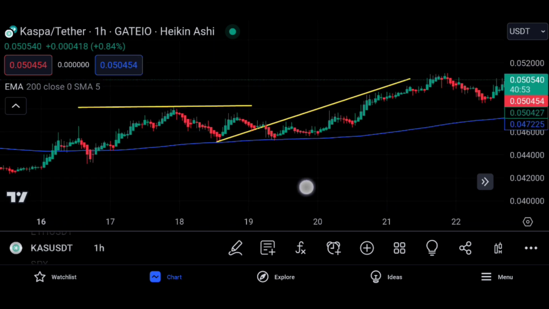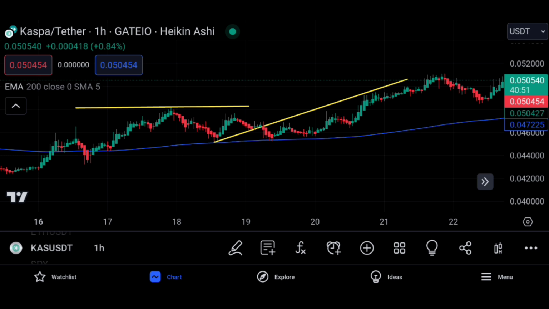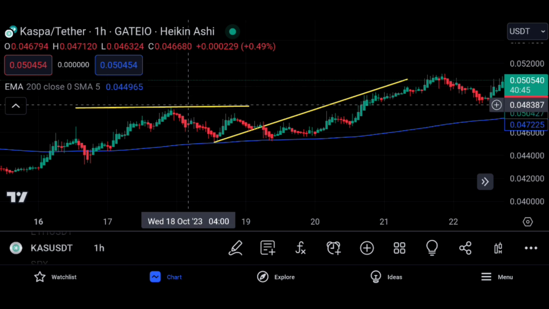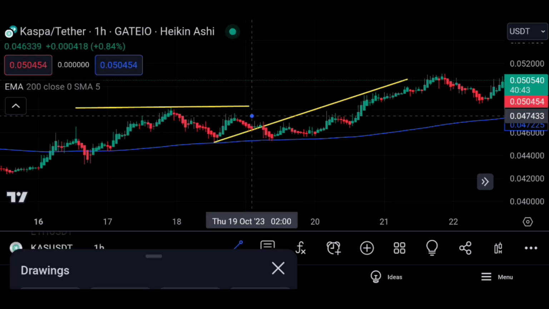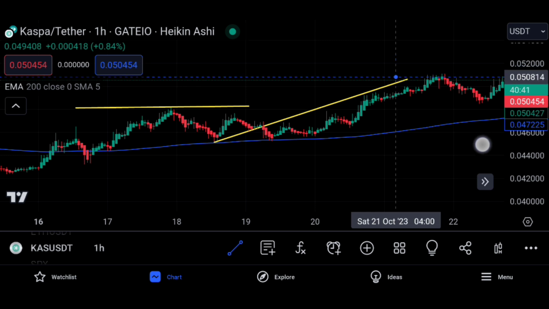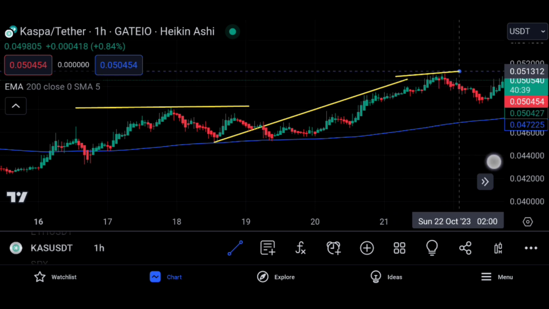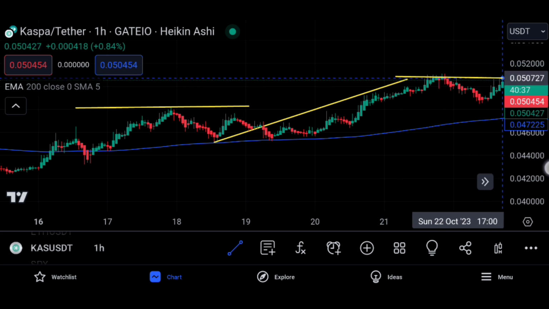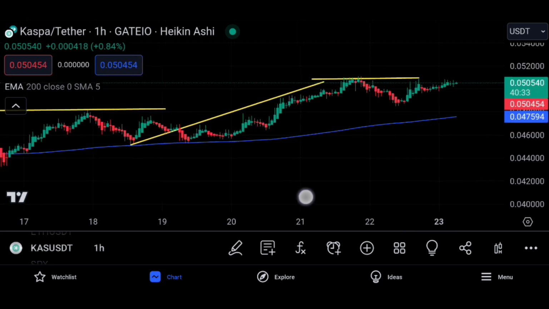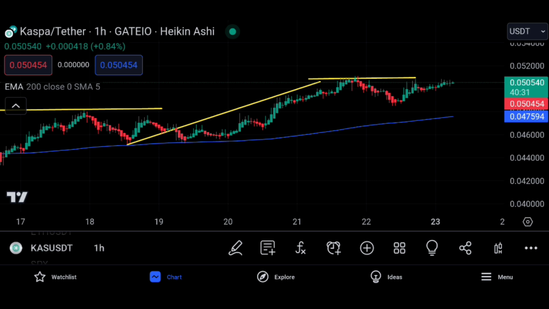So when you come to the current position of the coin, you realize that the price actually went above this resistance to create a new resistance right here. So you can see the new resistance created right here, and this is actually a stronger indication that the buyers are still in full control of the market.